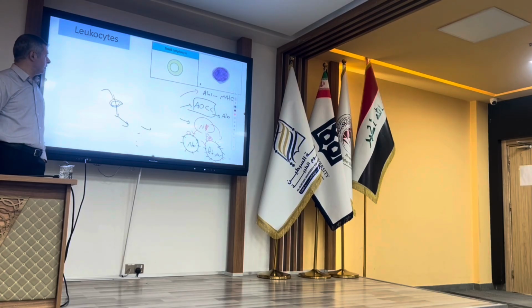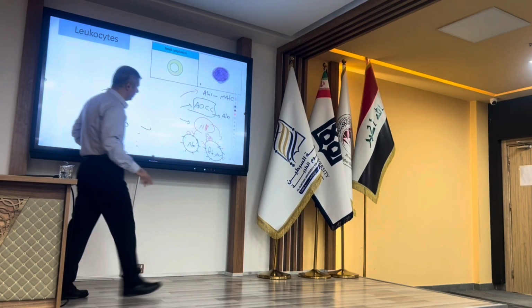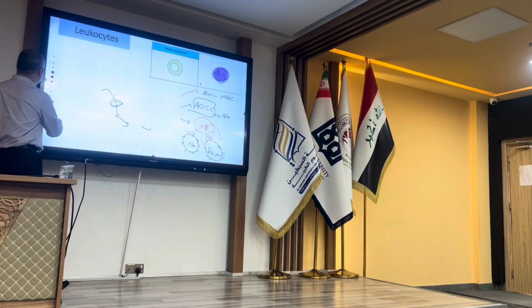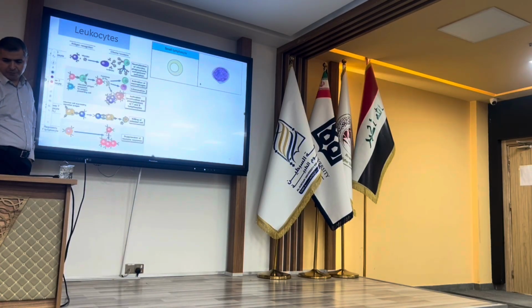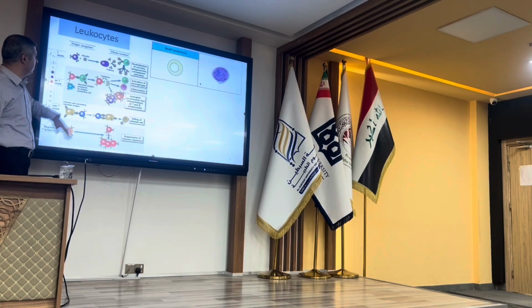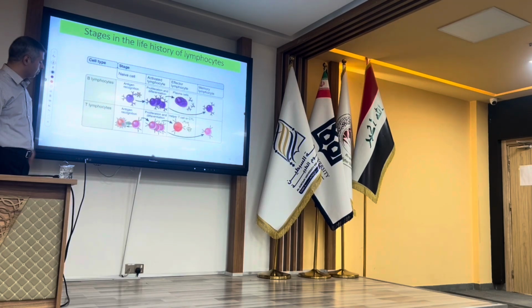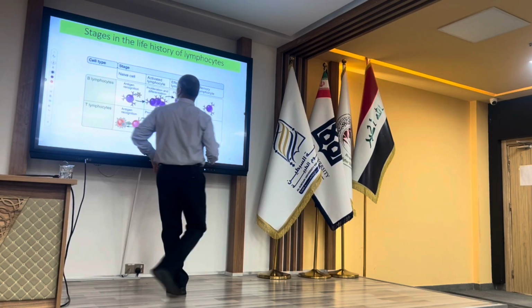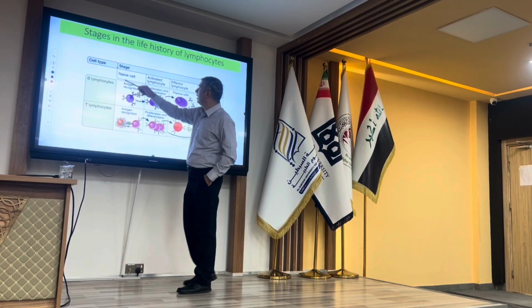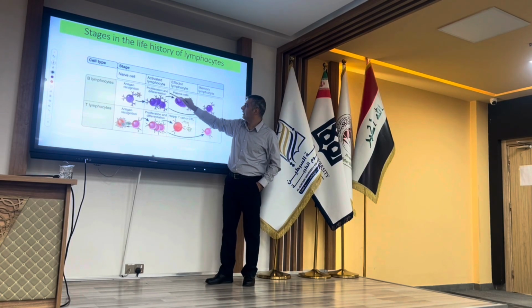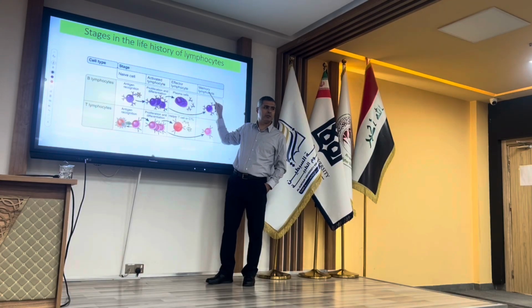And lymphocytes, as cells of adaptive immunity. I told you that we have different types of lymphocytes. I'll talk about them in the adaptive immunity. Those types of cells exist in different stages of their lifespan: naive cells, activated, effector, and memory. You should know all of them.